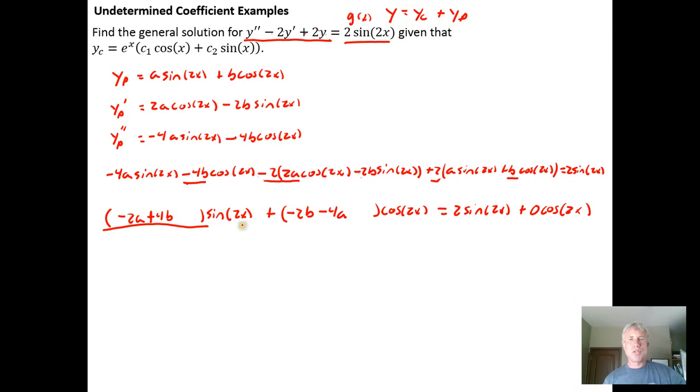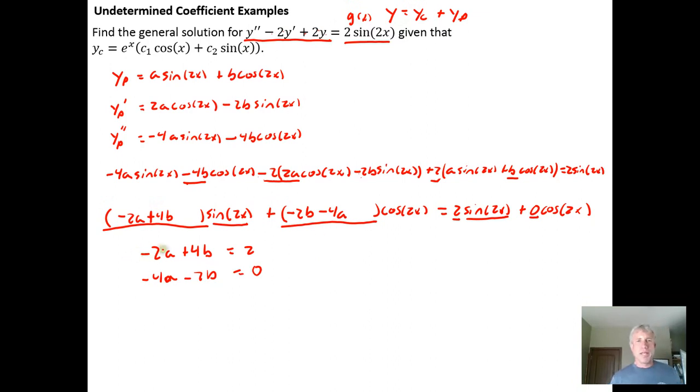So the coefficient on the sine of 2x term has to match the coefficient on the sine of 2x term here. So I get minus 2 times a plus 4 times b has to equal 2. And from here, the coefficient on the cosine of 2x term, the minus 4a minus 2b, is going to have to add up to the 0 that I see right here.